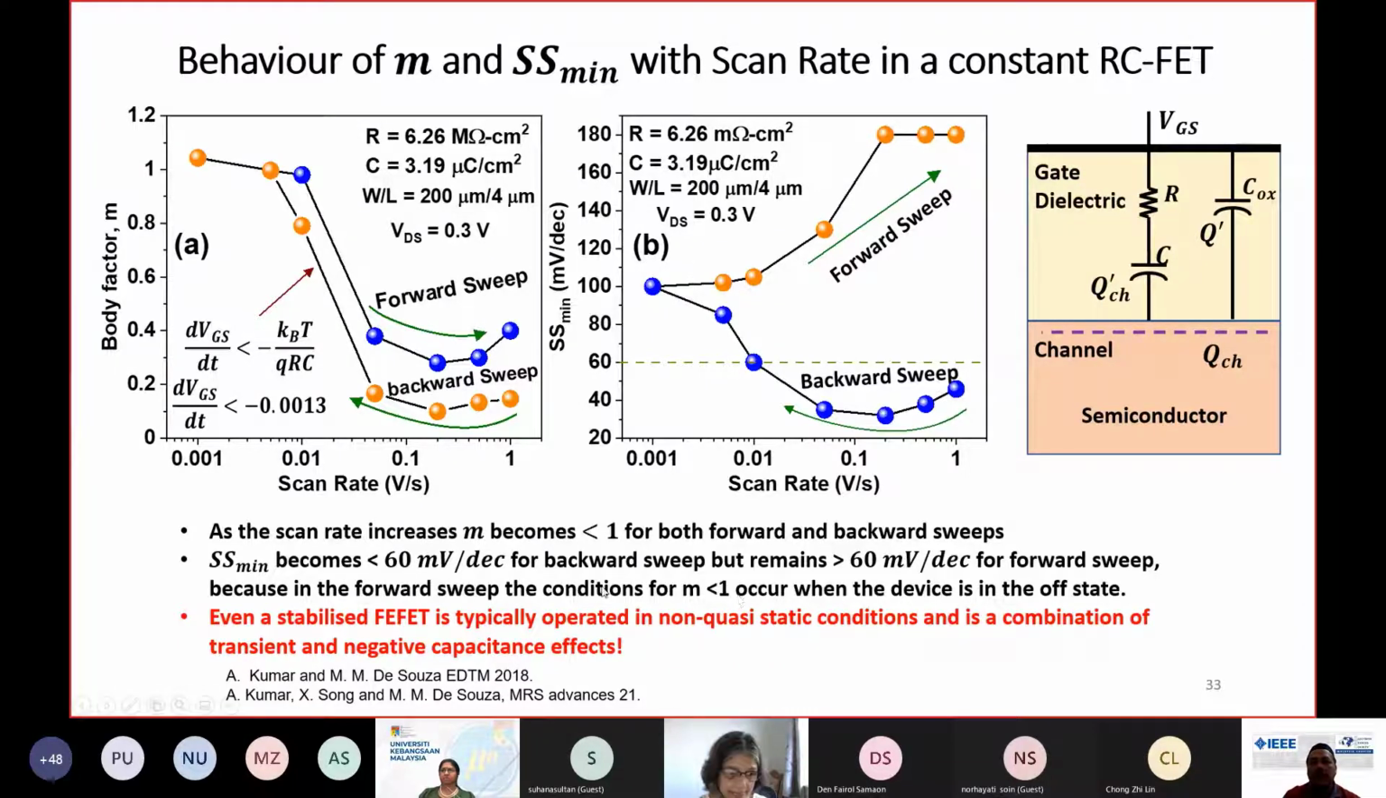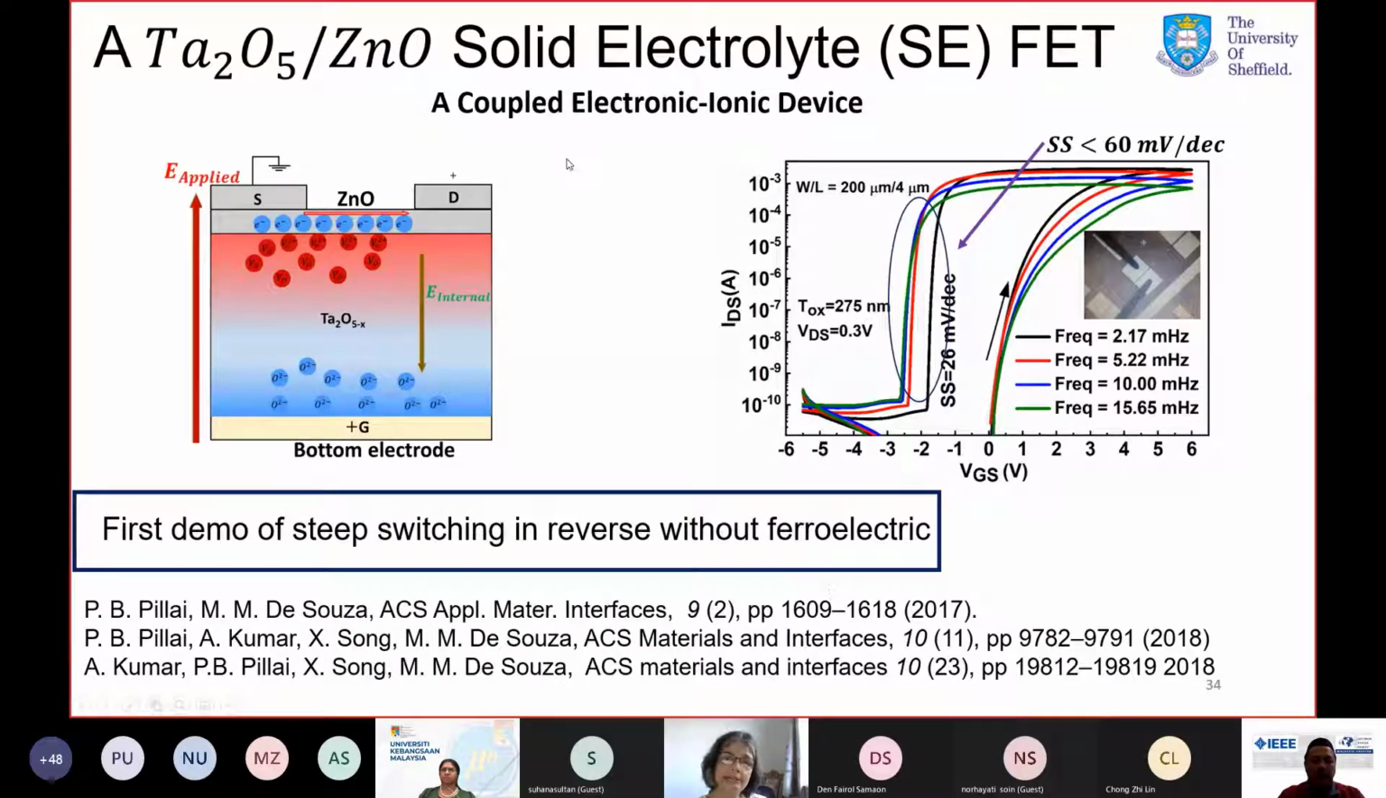And the condition for getting steep subthreshold slope, less than 60 millivolts per decade in the forward sweep, typically occurs when the device is in the off state. So you can't really get rid of these two phenomena and consider them as separate. That's the first conclusion.